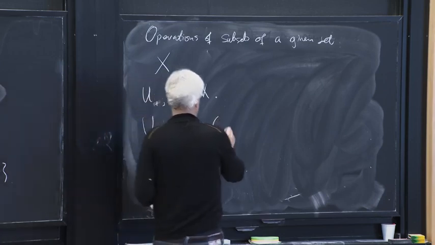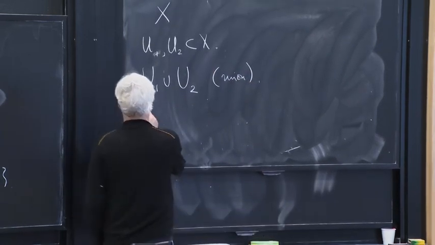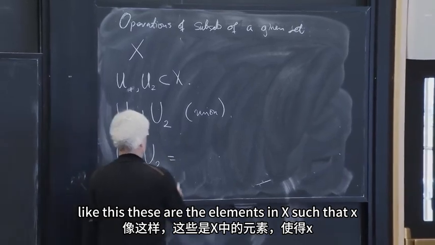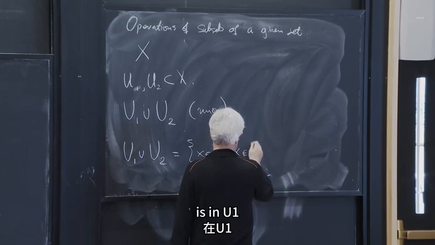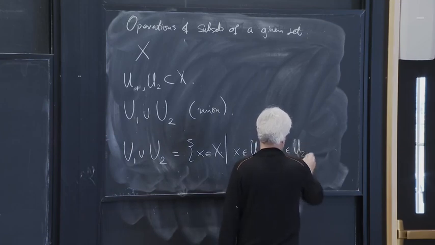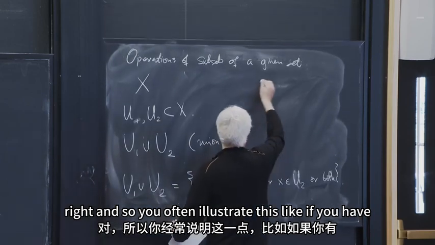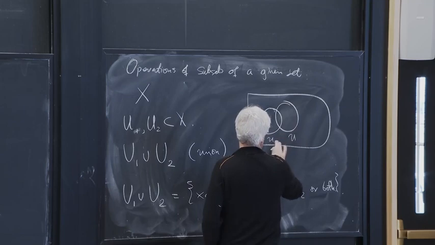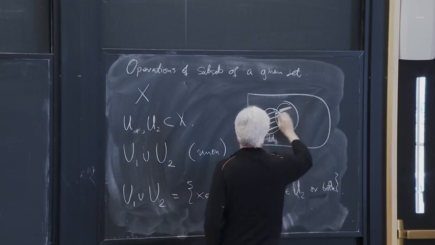The union of two sets, which I denote with a cup, consists of the elements in X such that x is in U1 or x is in U2, or both. You often illustrate this with a picture: this is X, this is U1, and this is U2. This thing here is the union.